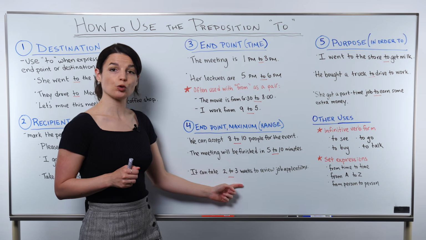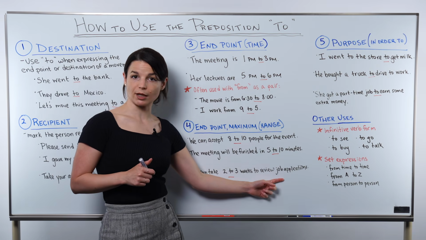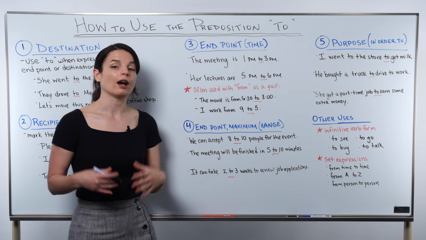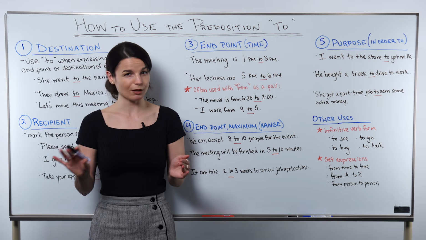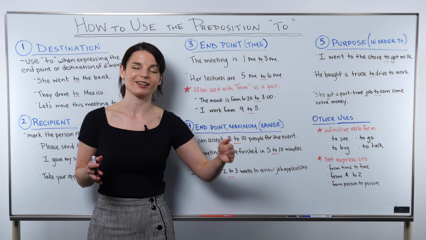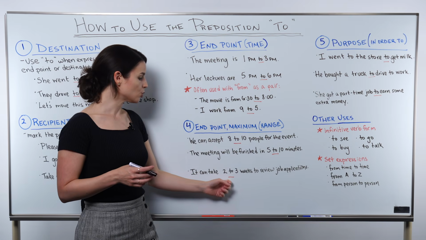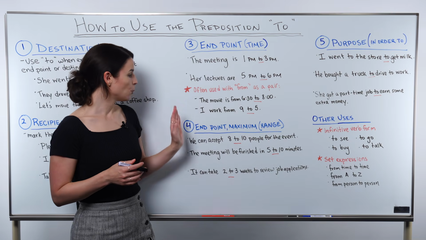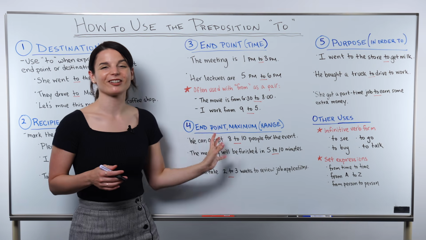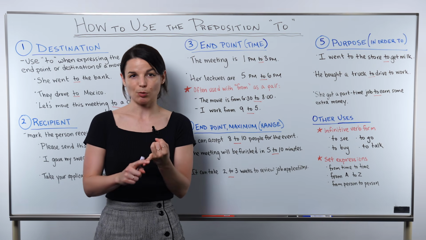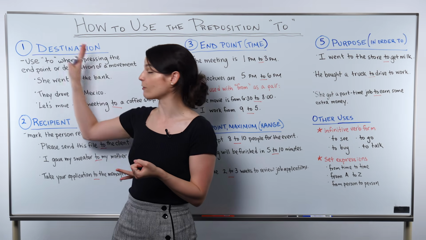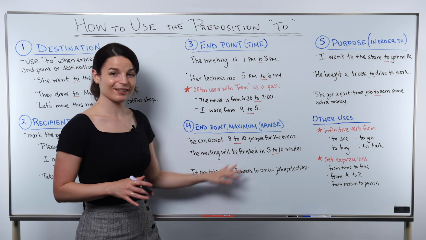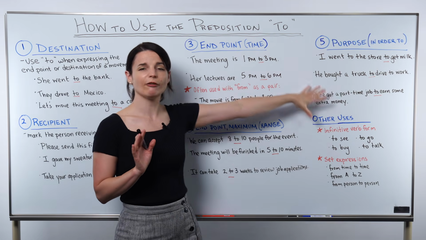It can take 2 to 3 weeks to review job applications. So again, we have our range here, from maybe about 2, until the maximum point in our range is 3. So again, we use to before that maximum end of our range point. Okay, great. So all of these, 1, 2, 3, and 4, are referring to some kind of end point or some kind of destination in terms of a place or in terms of a person or in terms of a time. Okay, so with this in our minds, let's continue on to some different uses.